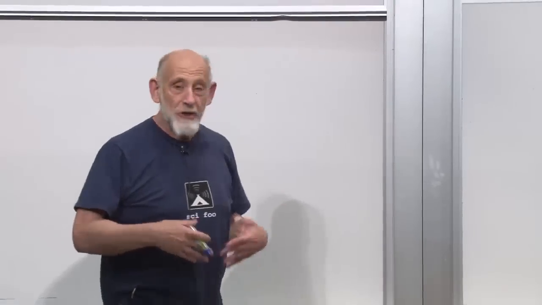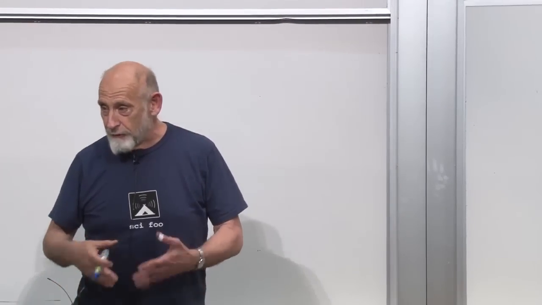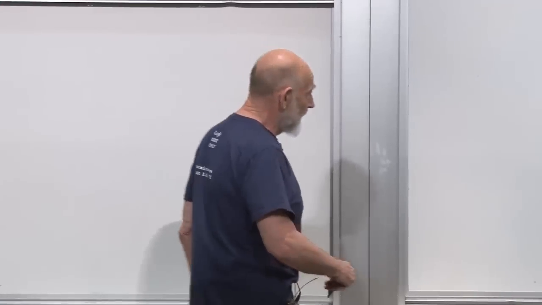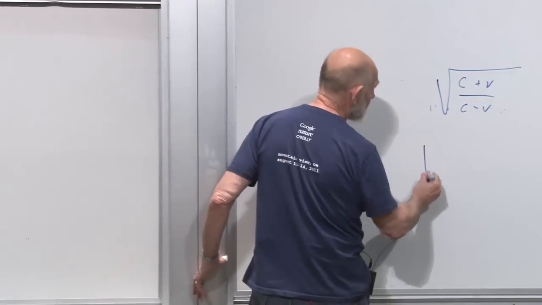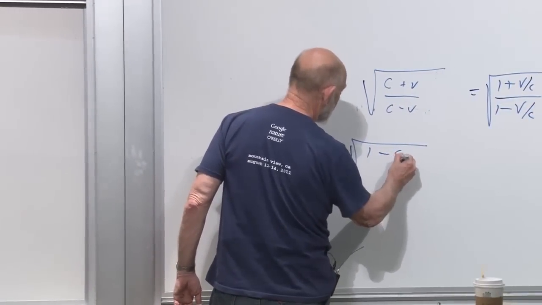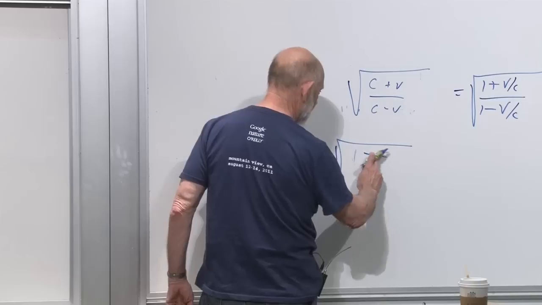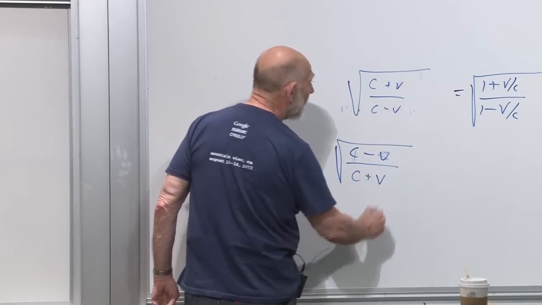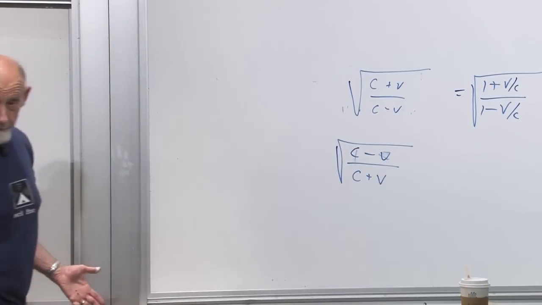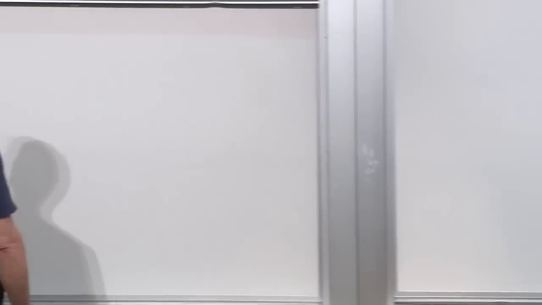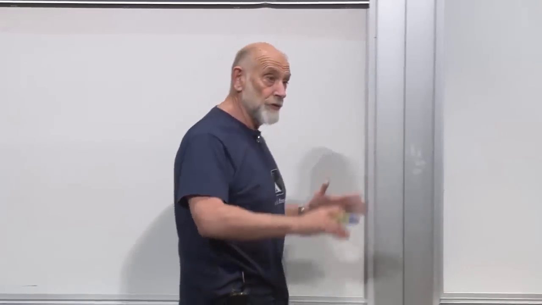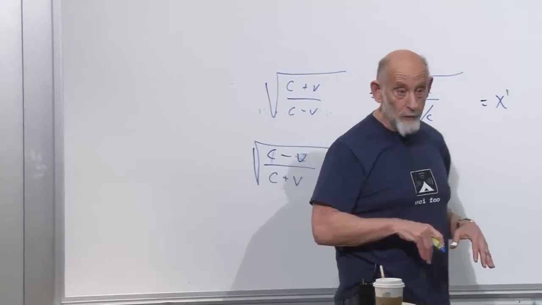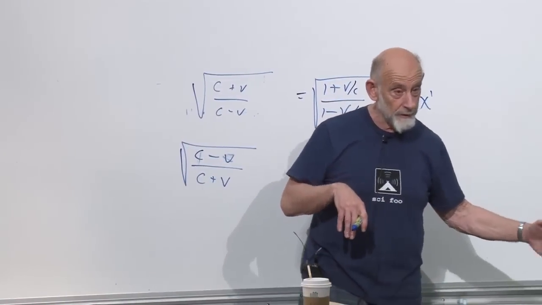You would just change the sign of the velocity from plus v to minus v. That's just going in the other direction, minus v. And you would get the square root of (c minus v) over (c plus v). And now this is less than 1. So if you're shooting against the direction of the light ray, you see a shorter wavelength. If you're moving along the light ray, you see a longer wavelength.